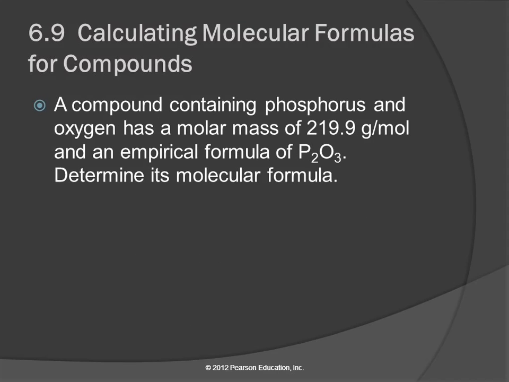So here's an example. A compound containing phosphorus and oxygen has a molar mass of 219.9 grams per mole and an empirical formula of P2O3. Determine its molecular formula. So P2O3, that has already been determined for us. What's the molar mass of P2O3? Well, 2 times the mass of phosphorus plus 3 times the mass of oxygen.